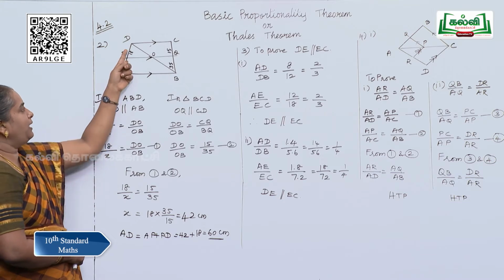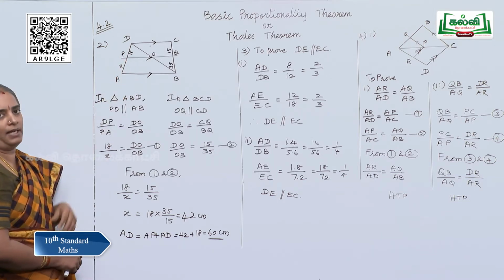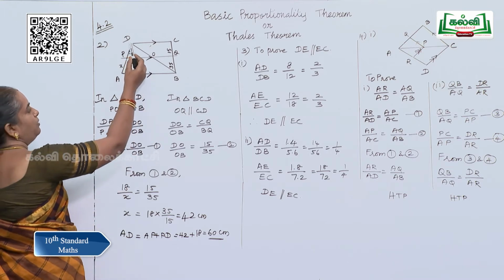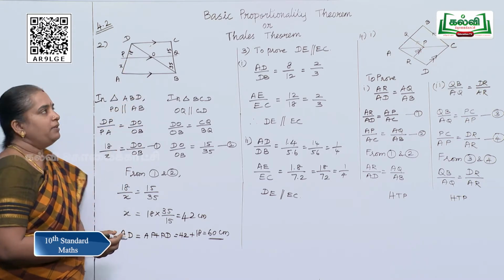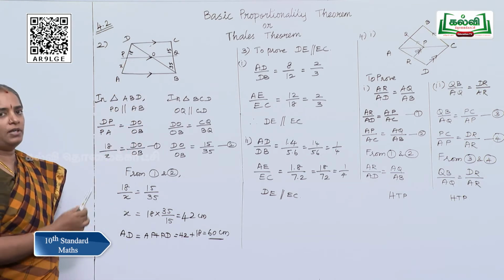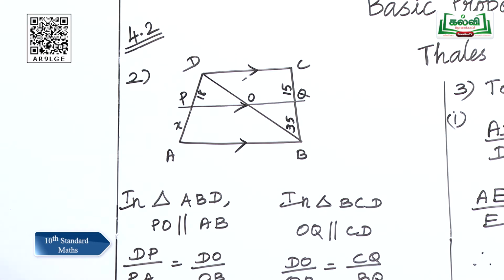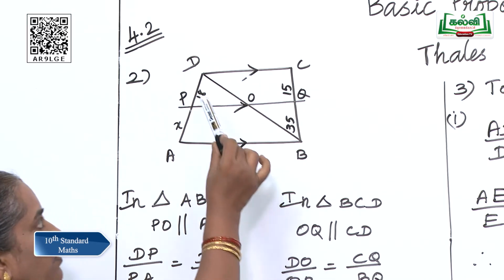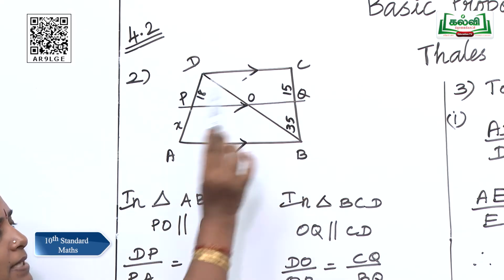Before finding AD, let us find AP. Let us name AP as x. We have to get a triangle to use the basic proportionality theorem. For that, we are going to join a diagonal. I have joined D and B, that is, the BD diagonal is joined. So, we have got two triangles, one is DAB, the other is DBC.